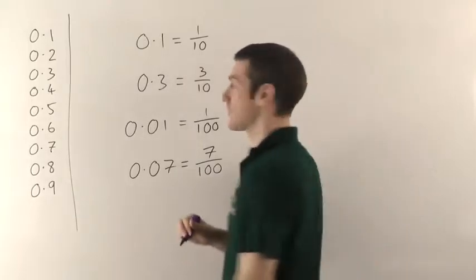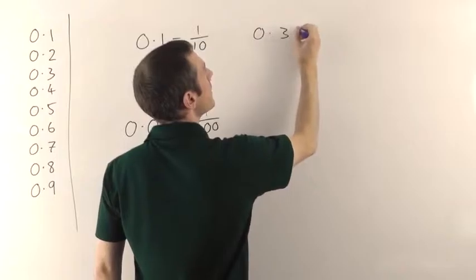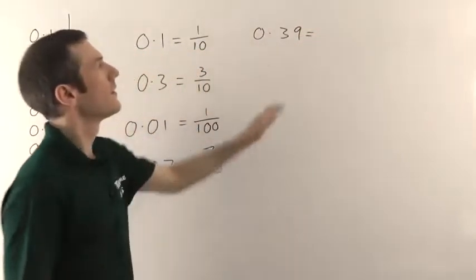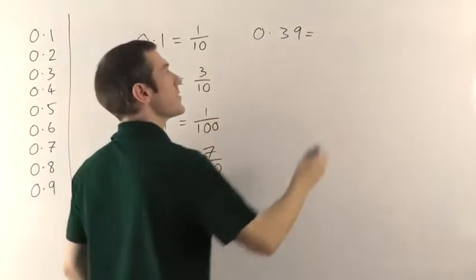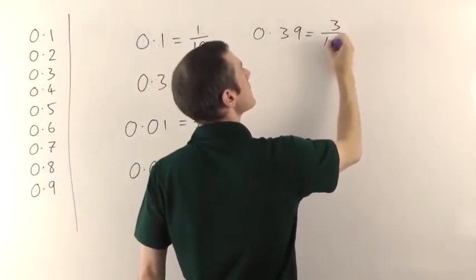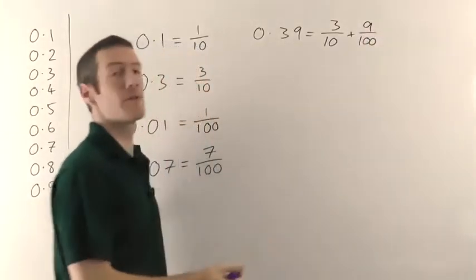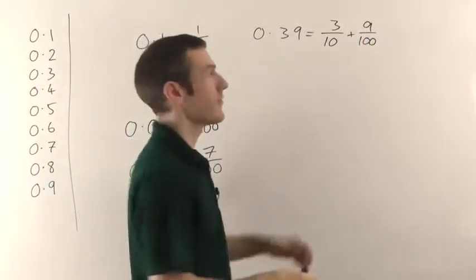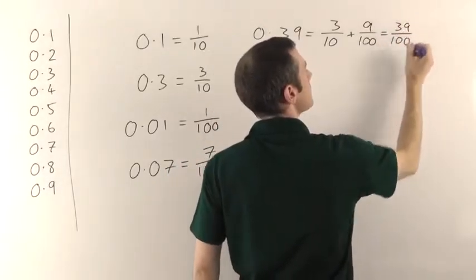Let me do a slightly different example. If we had 0.39, here I've got 3/10 and 9/100ths. So you could write that as 3/10 plus 9/100ths. It's the same thing. If you were to add the fractions, you're just going to get 39/100ths here.